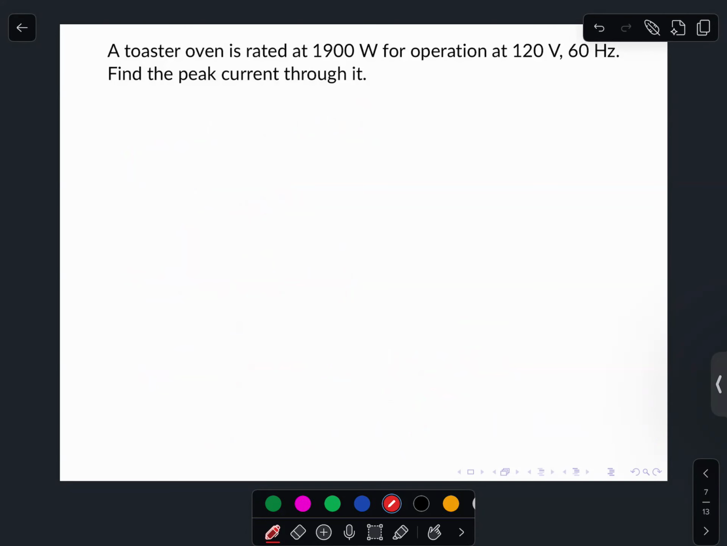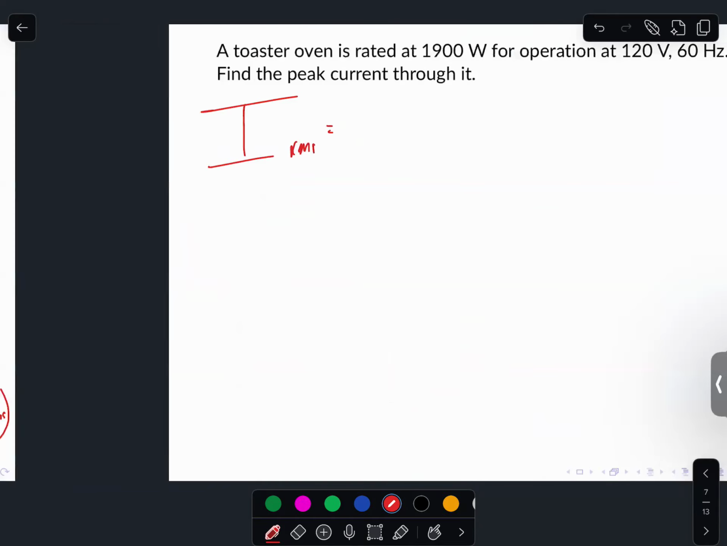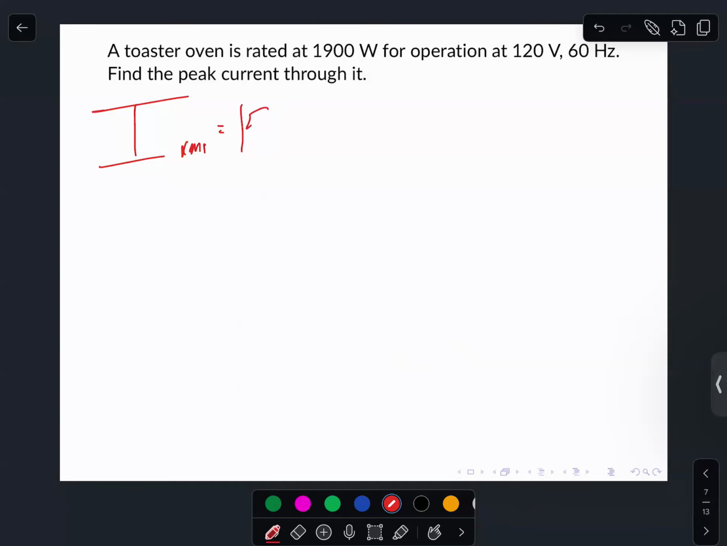I will remind you from the previous part that we found... can you tell me the maximum current? Maximum current and find the maximum voltage.